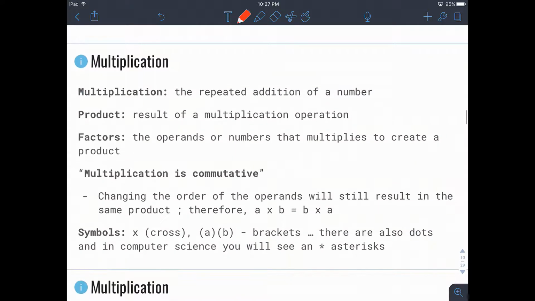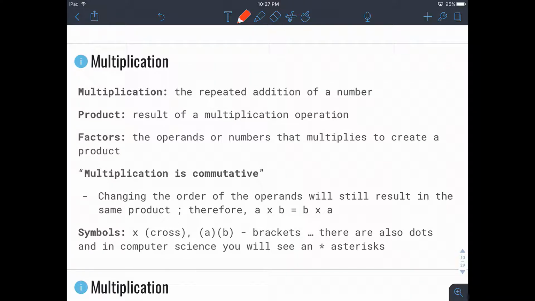Let's move on to multiplication. Multiplication is the repeated addition of a number. When we multiply, we get a product, which is the result of a multiplication operation. And we can have factors. Factors are the operands or numbers that multiply to create a product. For multiplication, there is a property that states multiplication is commutative, which means that changing the order of the operands will still result in the same product.